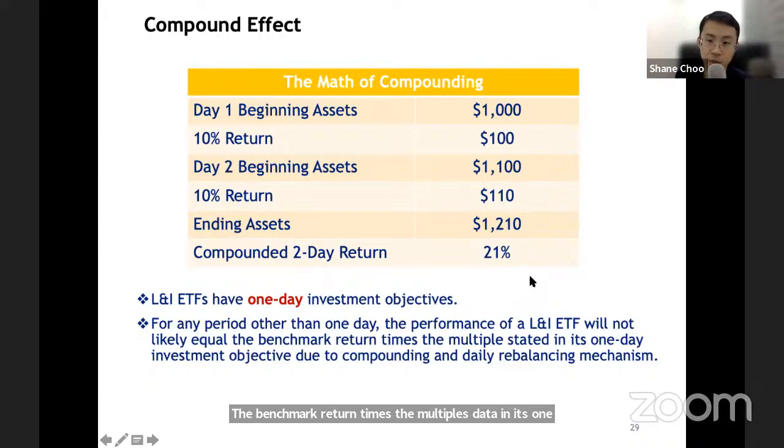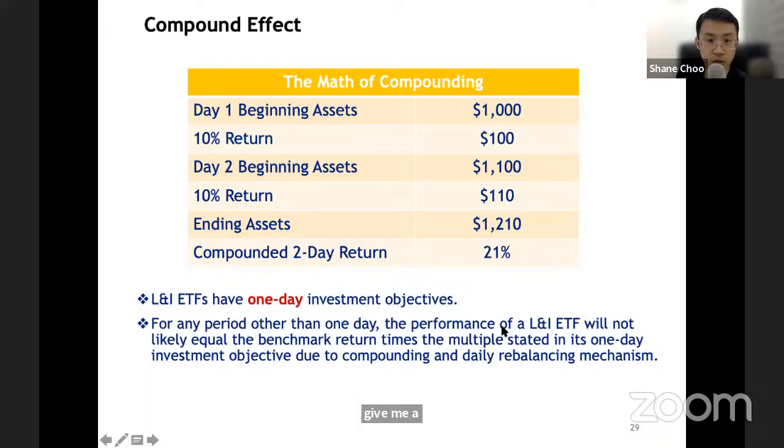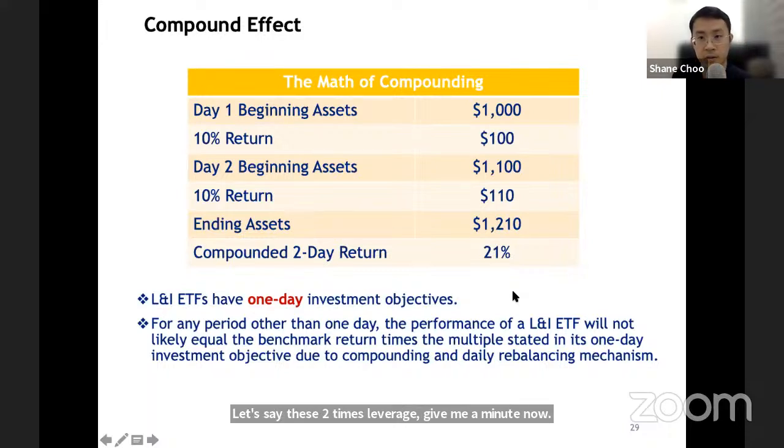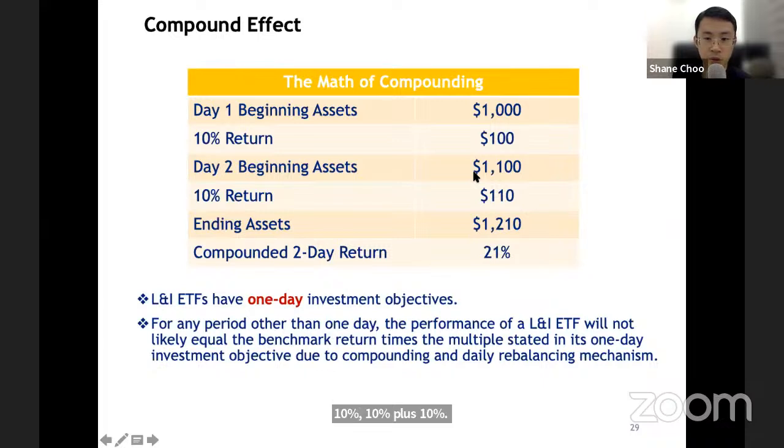So in other words, if you think that this is 2 times leverage return, right? Let's say it's 2 times leverage return. So if the return is 10% plus 10%, it will not be the same as 20%, because there's a compound effect. So this is compounding and daily rebalancing.